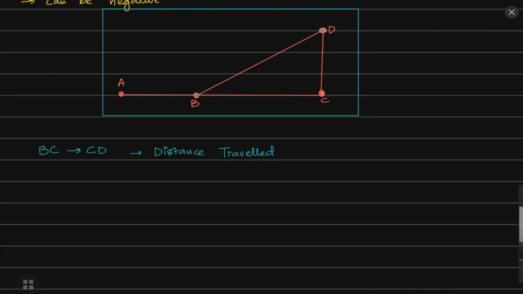Now that is the distance traveled, B to C and C to D. But the displacement would be this.